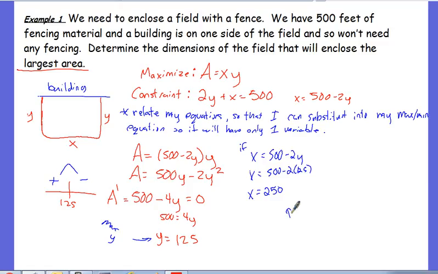Good. The dimensions of the field will be what? 250 feet, was it feet? By 125 feet. And then you could say this is x, this is y, just to double check. Because does it actually matter? Yes. Because there's two of the y's and only one of the x's, right? So, does everybody see what we're doing here?